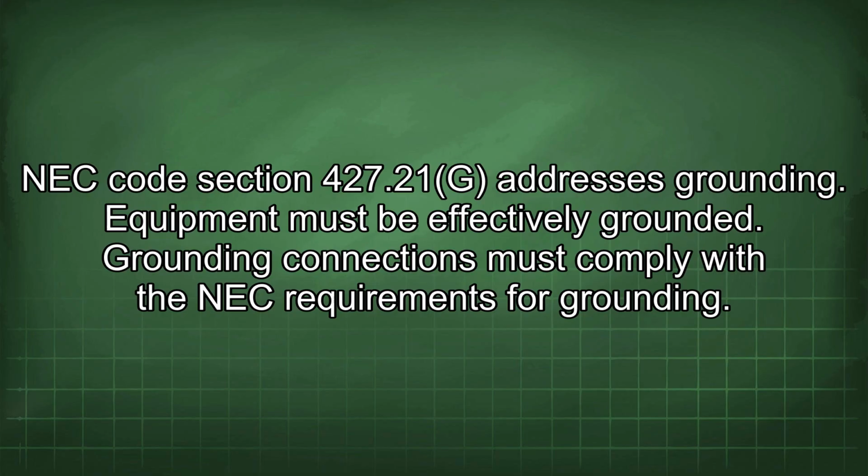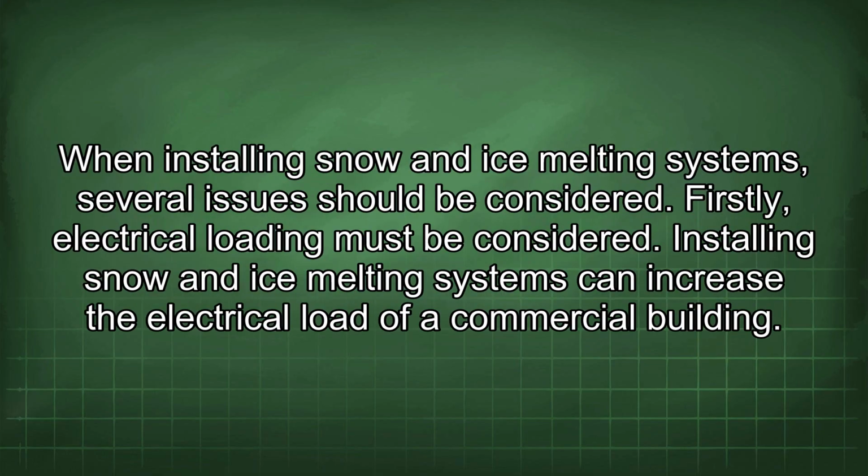NEC Code Section 427.21g addresses grounding. Equipment must be effectively grounded. Grounding connections must comply with the NEC requirements for grounding. When installing snow and ice melting systems, several issues should be considered.